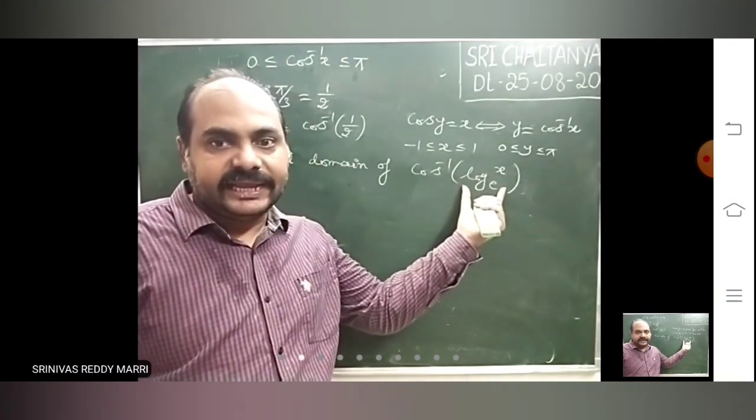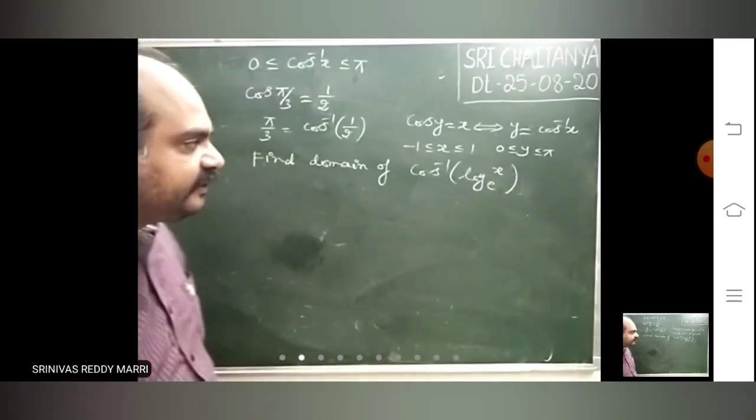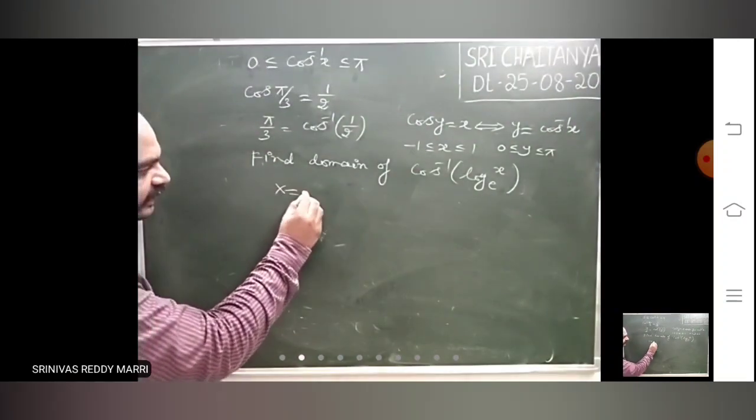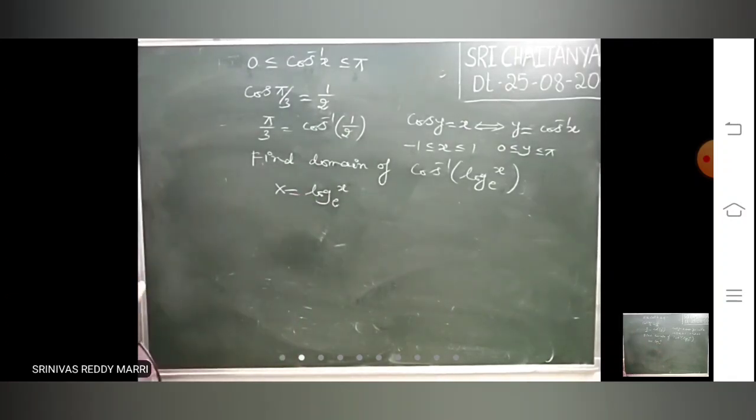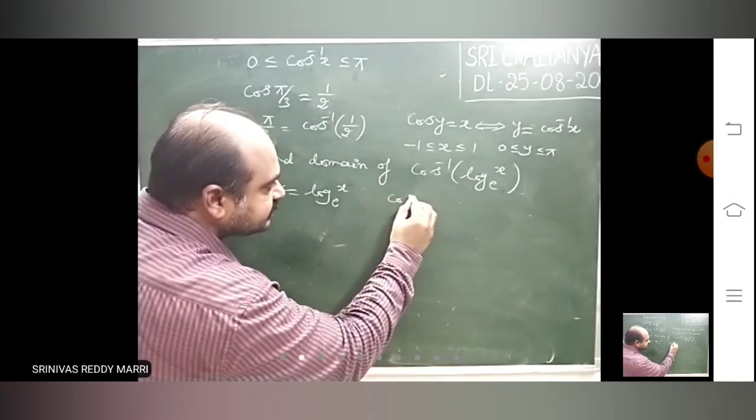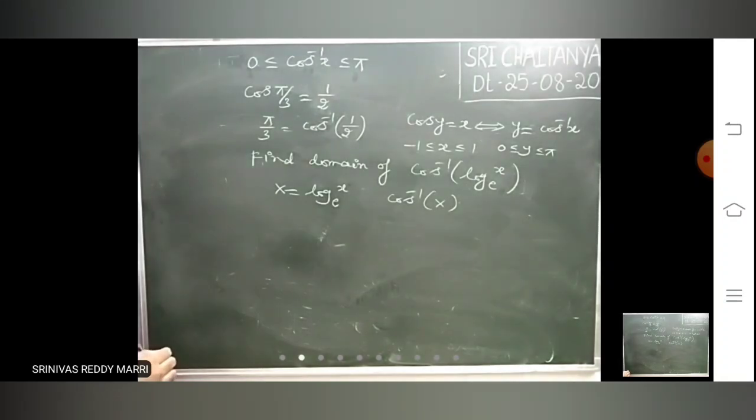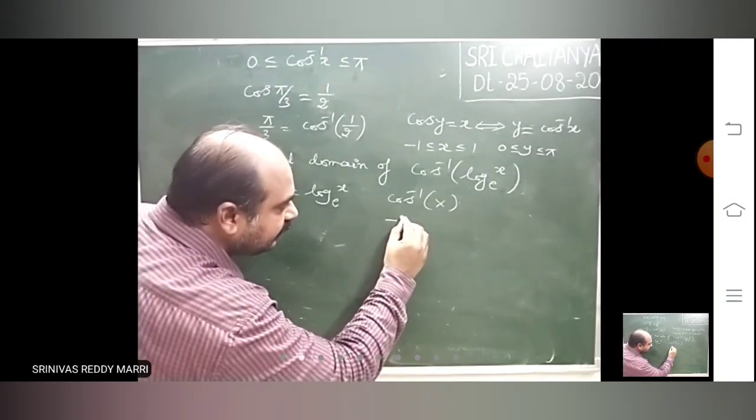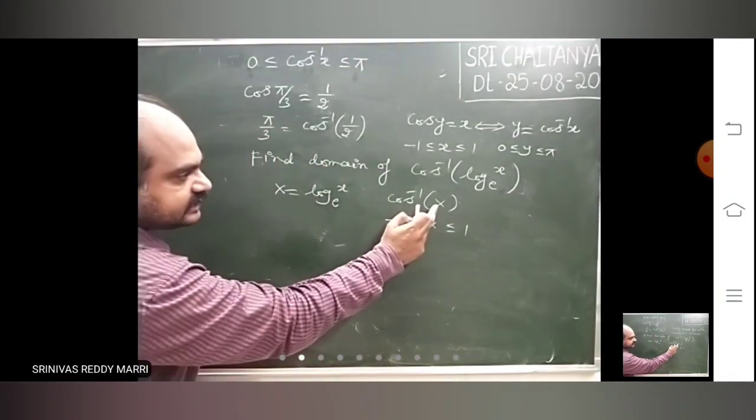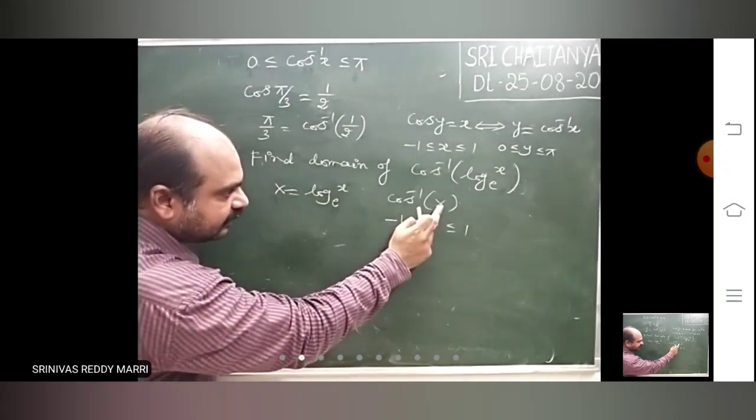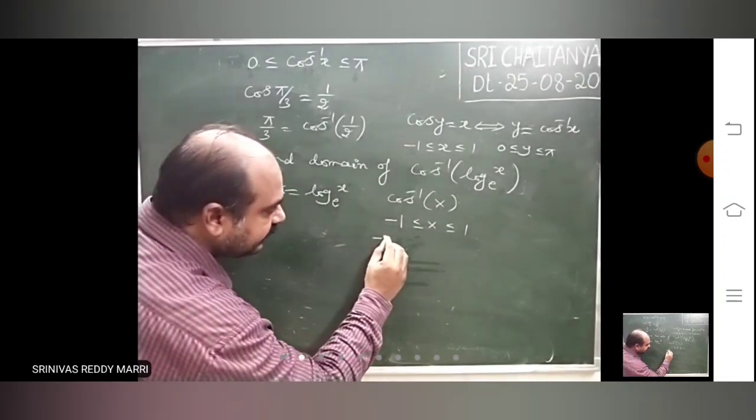In cos inverse x, the x inside, that is the domain, must lie between -1 and 1. What we will do for finding the domain is take capital X equal to log x to the base e. So the given function will become cos inverse capital X. It will be defined only when capital X lies between -1 and 1.